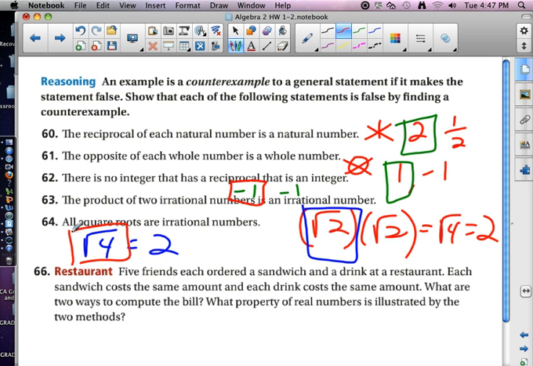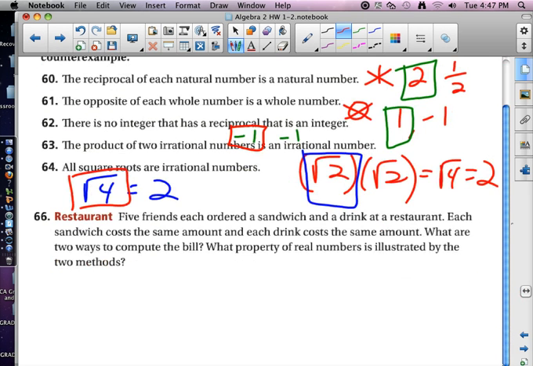Now we get down to number 66, and it says 5 friends each ordered a sandwich and a drink at a restaurant. Each sandwich costs the same amount and each drink costs the same amount. What are the 2 ways to compute the bill? Okay, well, first off, you could say there's 5 of them. Just figure out how much a sandwich plus a drink costs. Figure that out and then multiply by 5 and you'll get it.